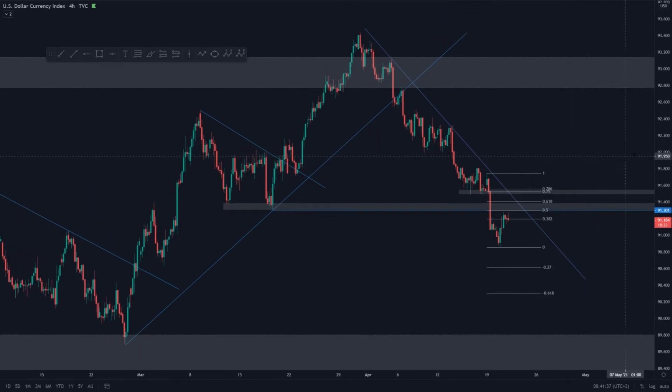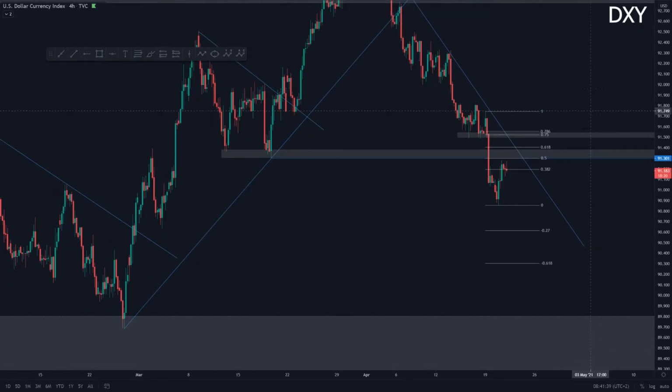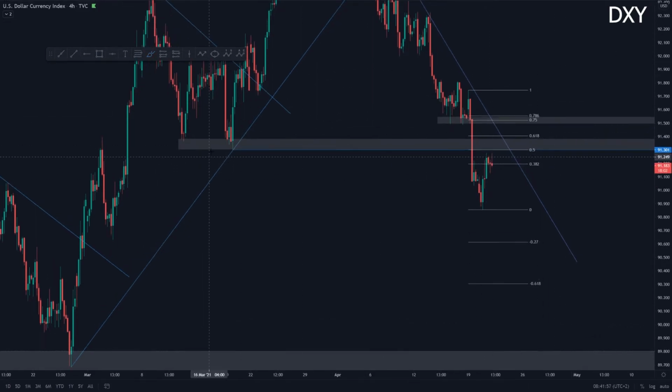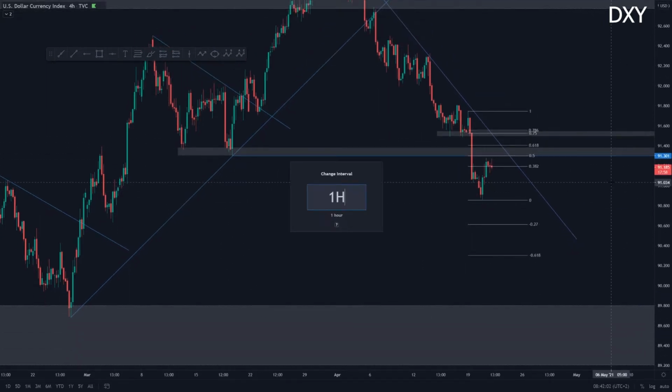As we can see, the DXY is playing out to perfection, just as most of the pairs have been doing for the past week. We wanted to see price retrace back up towards its major swing low, and what have we currently done? We've done exactly that. We're starting to form resistance up here at that previous swing low, which should now act as resistance due to the fact that it was support over there. And so yeah, what can we expect now?